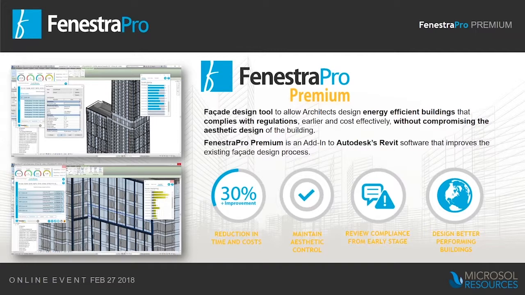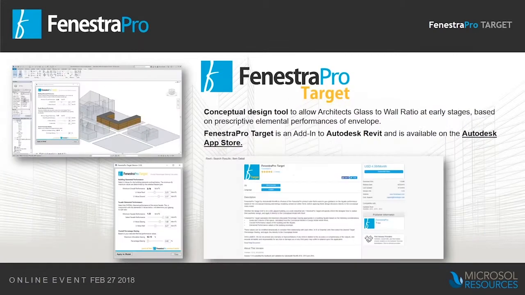So that's Fenestra Pro Premium that we're going to focus on today. We also have Fenestra Pro Target, which is a very lightweight, early on-ramp, let's say, to premium, and it's just looking at one very small aspect of it, being the glass-to-wall ratio aspect of Fenestra Pro. Very much a conceptual design tool that looks at glass-to-wall ratio, and it's available on the Autodesk App Store at quite a low cost, and then you can upgrade to Fenestra Pro Premium.